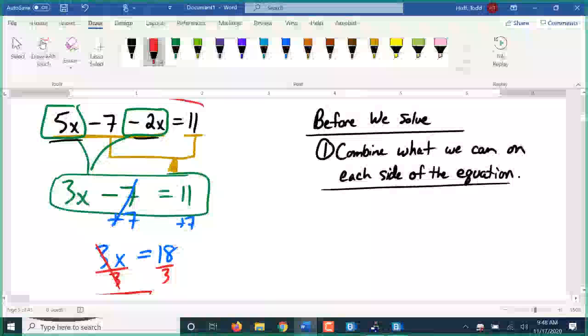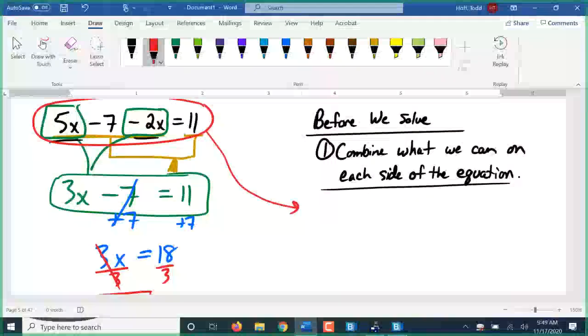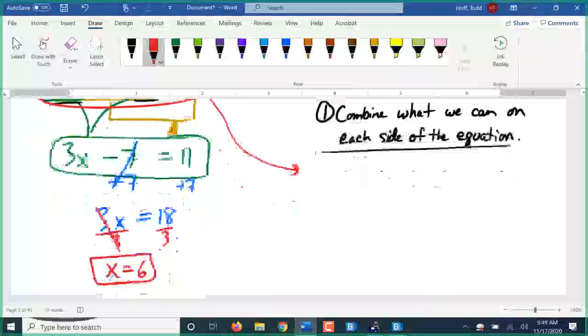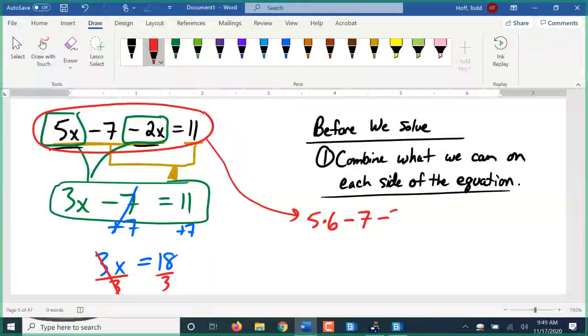Now we can still go back, and we should go all the way back to the original equation in case we made any mistakes along the way, and double check to make sure that x equals 6 works in that equation. So 5x becomes 5 times 6, minus 7 minus 2x becomes minus 2 times 6, equals 11. Now there's nothing to do with that 11. It's all by itself on the right side.